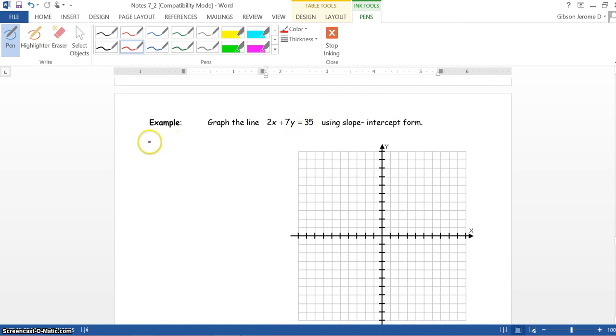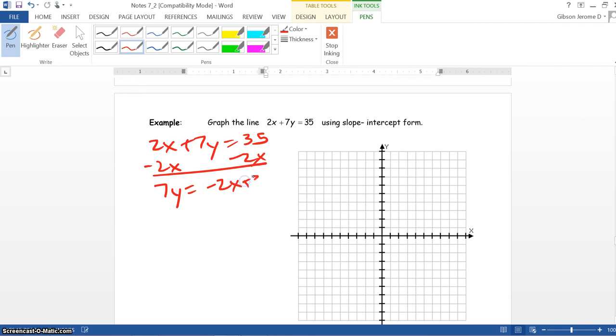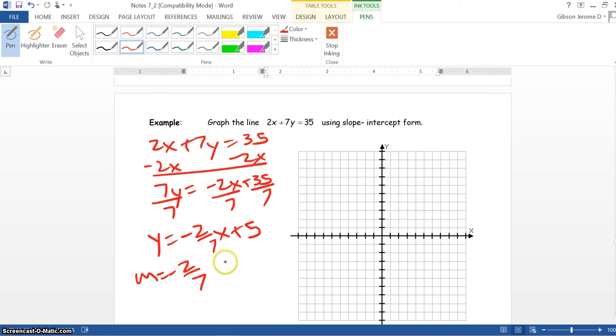We've got to get y by itself. So we have 2x plus 7y equals 35. Subtract 2x on both sides. We have 7y equals negative 2x plus 35. Divide each individual term by 7. And y is equal to negative 2/7 x plus 5. Now our slope is negative 2/7, and our y-intercept will be (0, 5).